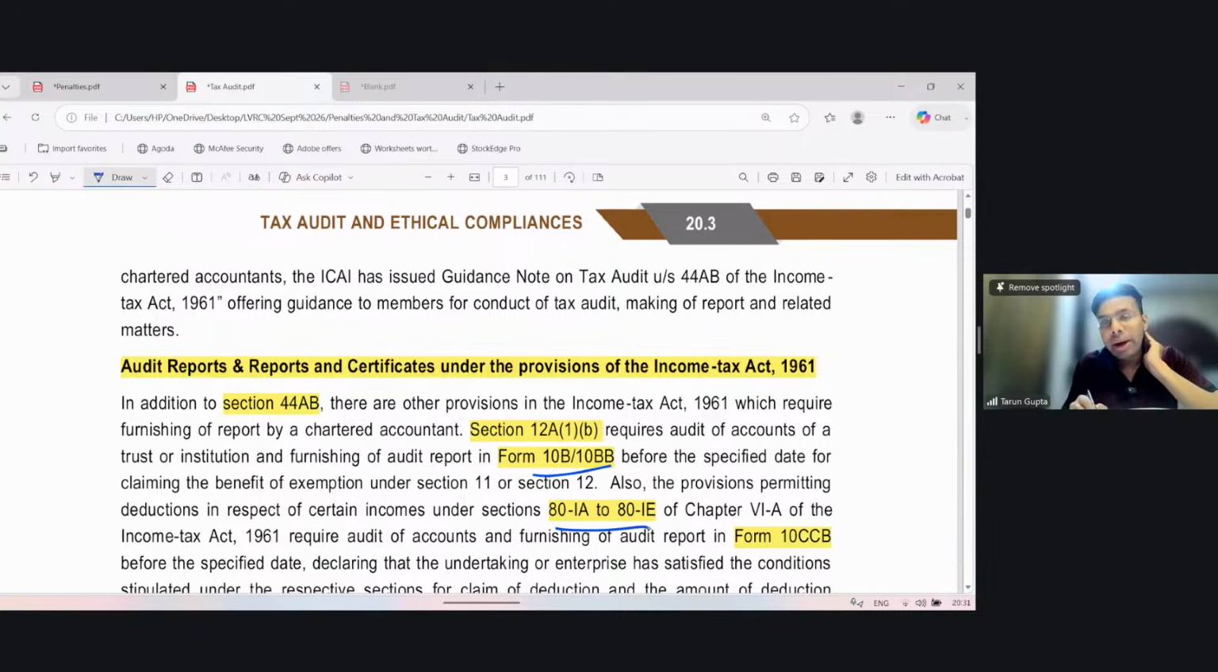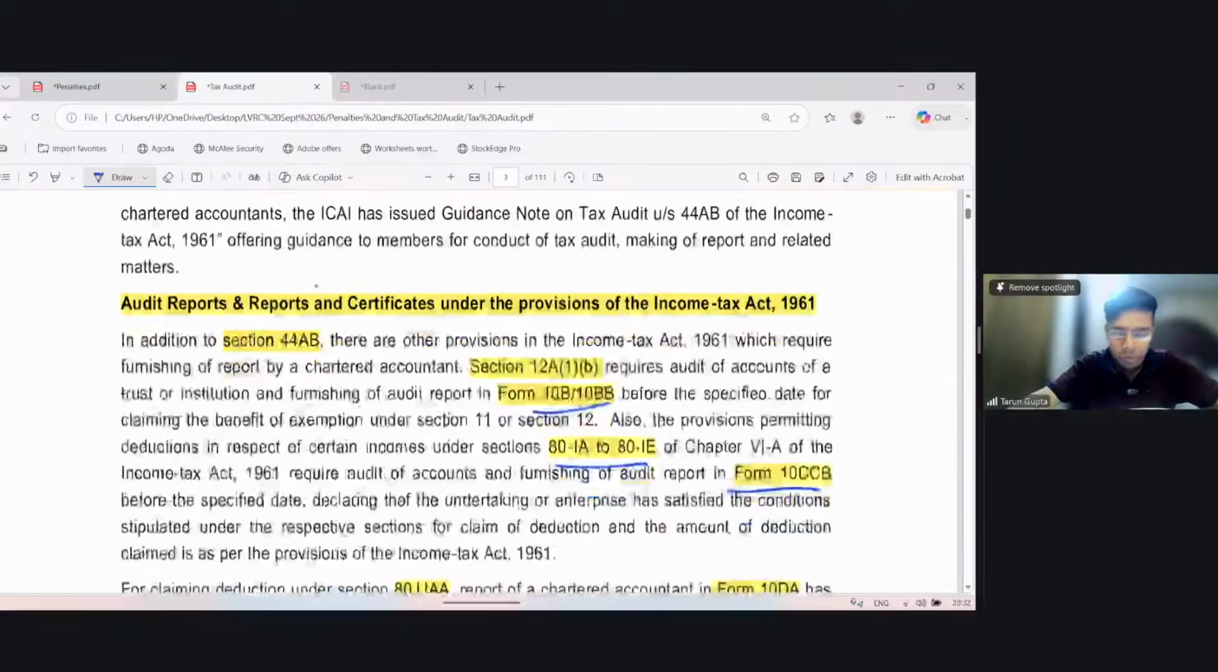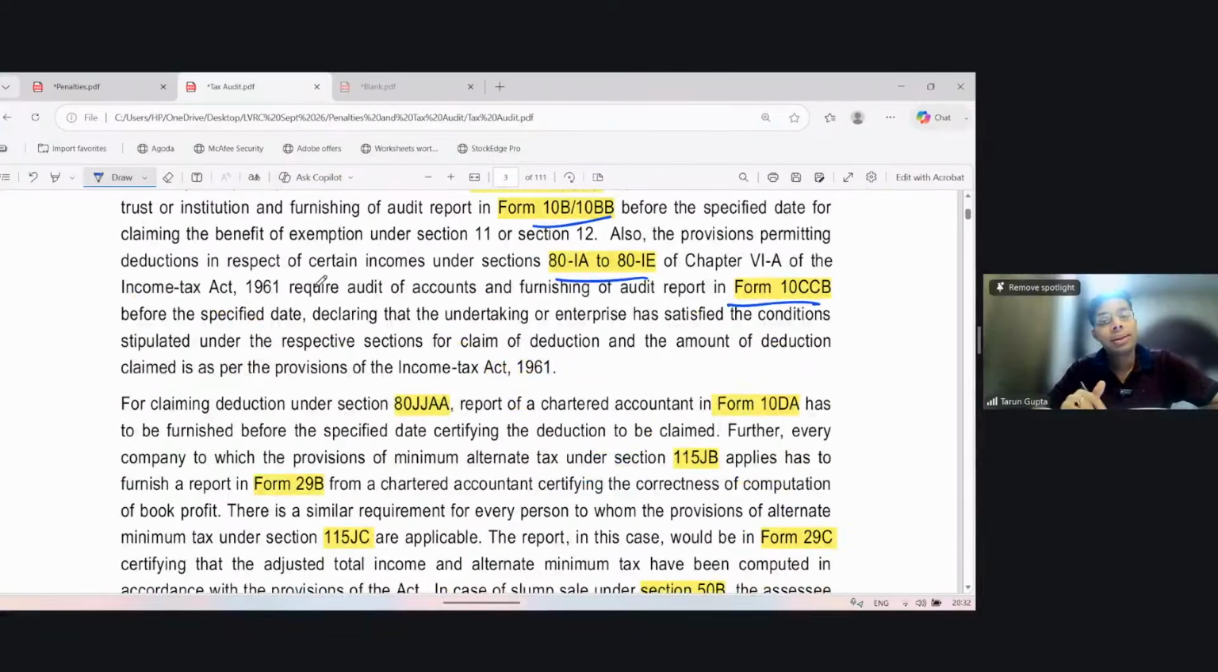If the assessee is claiming a deduction under Section 80IA to 80IE, then for claiming the deduction, it is mandatory for the assessee to furnish a report from a chartered accountant in Form 10CCB, which says that the conditions prescribed under such section are complied with by the assessee. If the assessee is claiming deduction under Section 80JJAA, then a report of a chartered accountant in Form 10DA is required, to certify that the conditions of Section 80JJAA have been complied with.